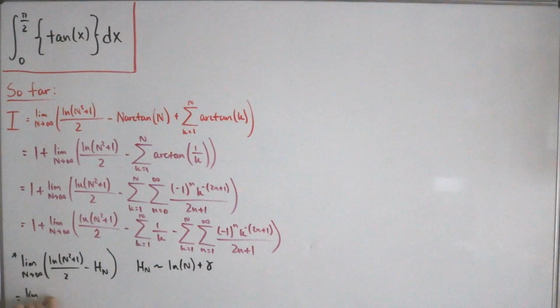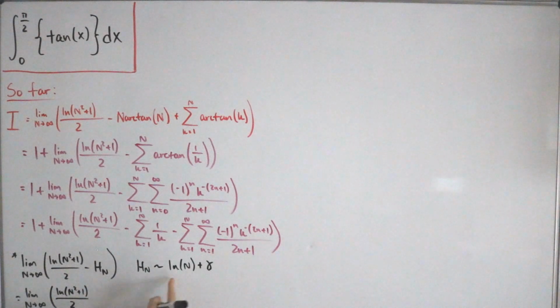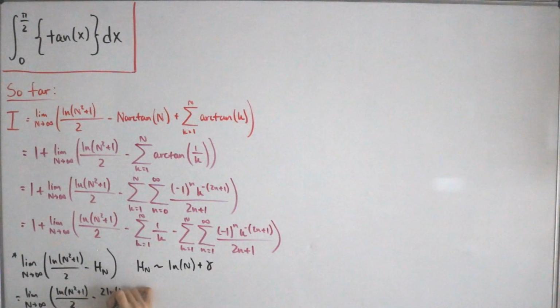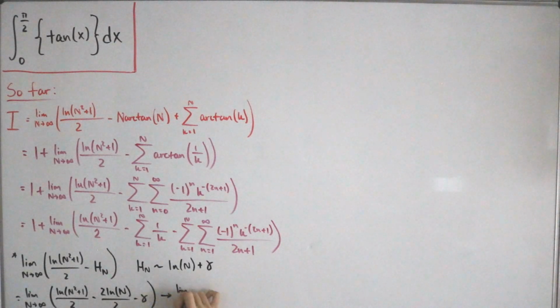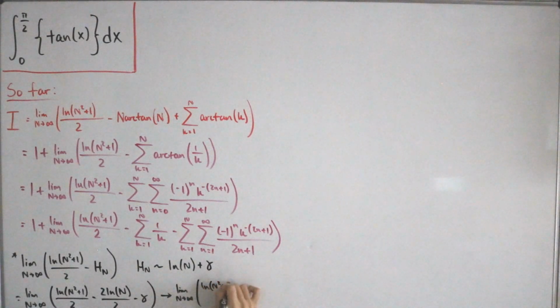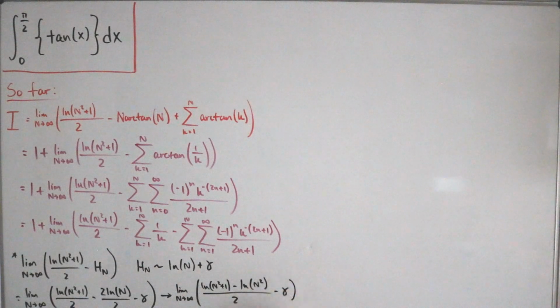So we can substitute this back in for the Nth harmonic number. We have the limit as capital N approaches infinity of ln of capital N squared plus 1, divided by 2, and then subtract the ln of capital N and subtract the Euler-Mascheroni constant. Let's fix that up with a common denominator: 2 times the natural log of capital N divided by 2, minus the Euler-Mascheroni constant. Simplifying, we'll have the limit as capital N approaches infinity of the natural log of capital N squared plus 1, minus the natural log of capital N squared, divided by 2, then subtract the Euler-Mascheroni constant.